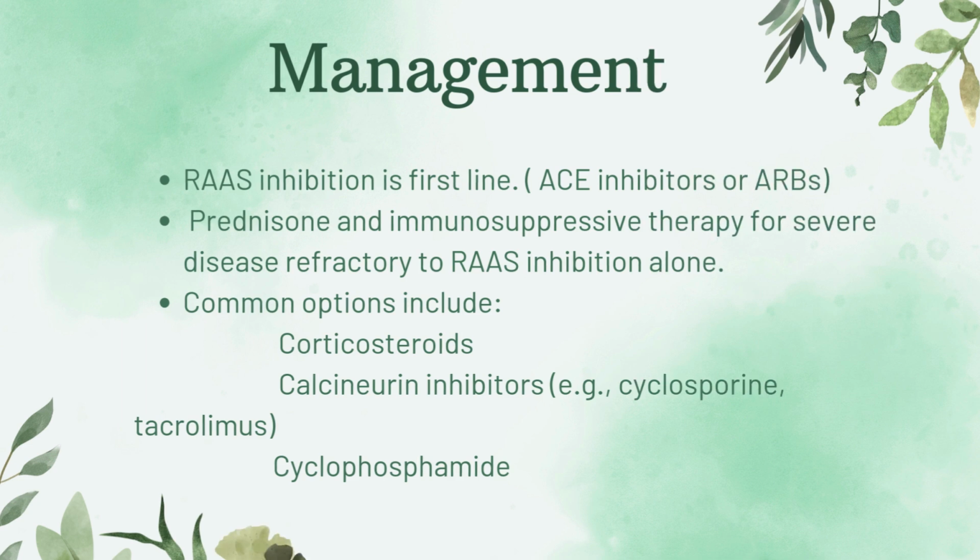Management of membranous nephropathy begins with renin-angiotensin-aldosterone system inhibition, using angiotensin-converting enzyme inhibitors or angiotensin II receptor blockers as first-line therapy. These medications help reduce proteinuria and protect kidney function. In cases where proteinuria remains high or the disease is more severe, immunosuppressive therapy is added.